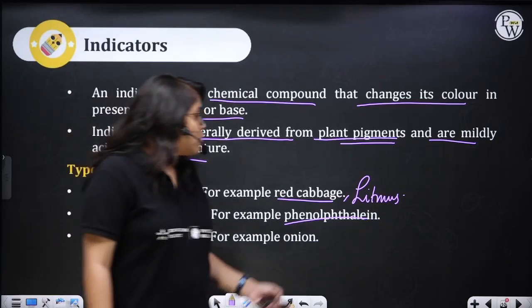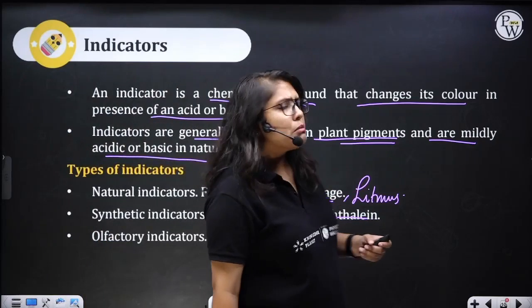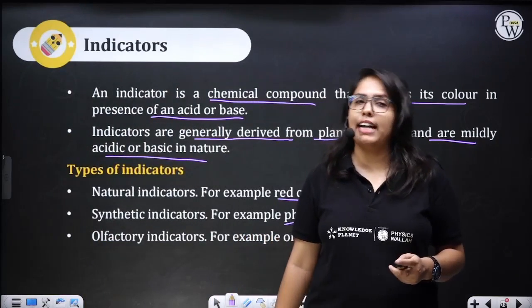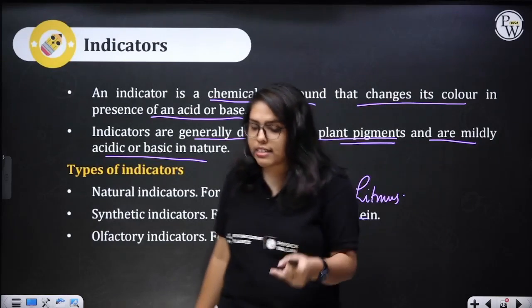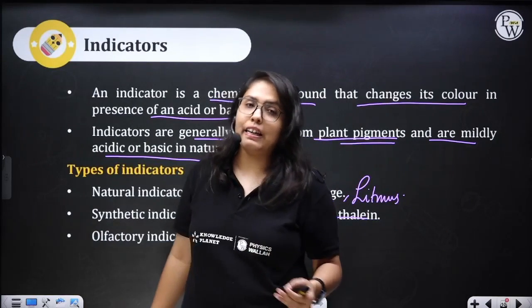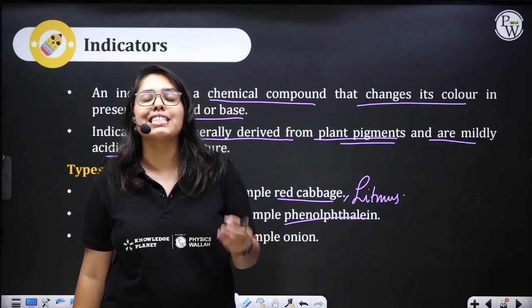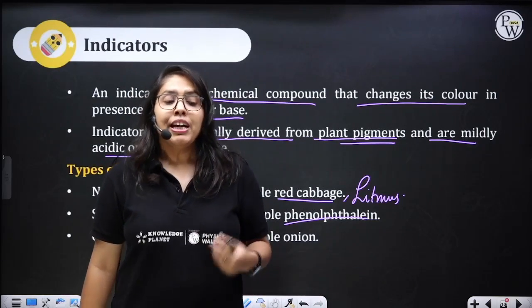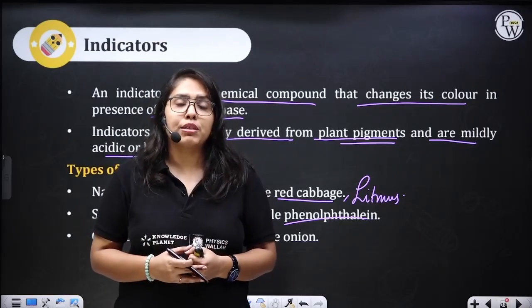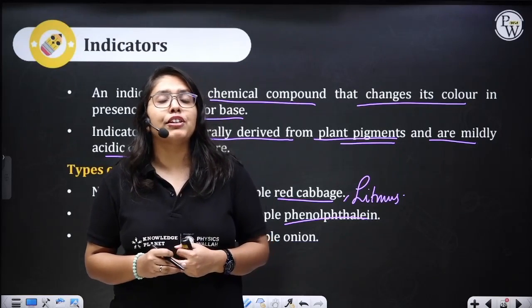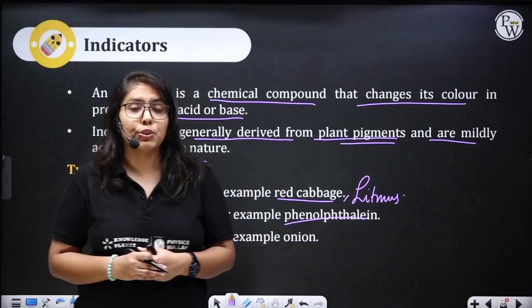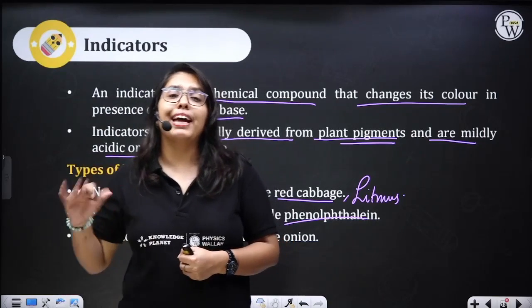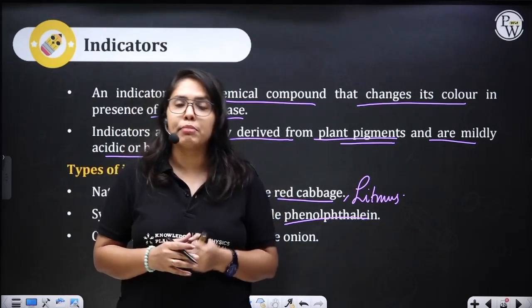All right, so litmus is the most common natural indicator. Now, what is litmus? Litmus solution is derived from lichen. The lichens are of different types, and based on the type of lichen the litmus solution is derived from, it can be red litmus solution or blue litmus solution.